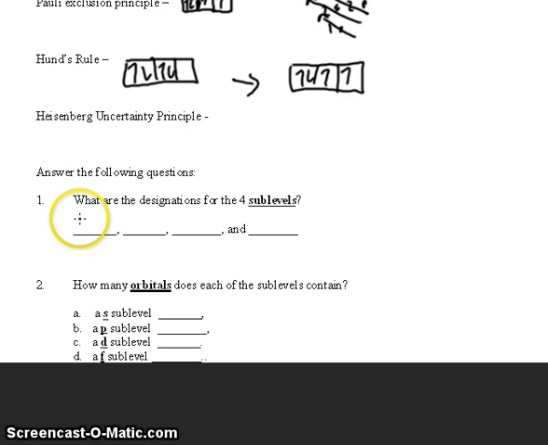As far as the next part here, these are pretty straightforward. What are the designations for the 4 sublevels? Well, we've got our S, our P, our D, and our F sublevels. And how many orbitals does each one have? So if we were to draw the orbital diagram, how many boxes would each one of these have? The S would have 1, the P would have 3, and then we would have 5, and then we would have 7 for an F. So if you notice, these are the first four odd numbers. So that's a way to remember it. 1, 3, 5, 7.